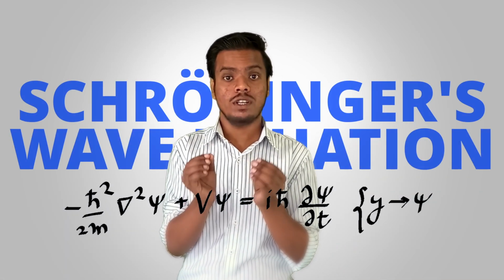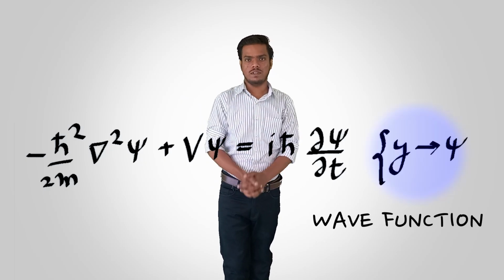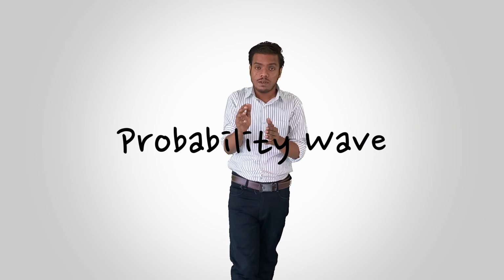Now we will enter into the quantum world. Here a particle is identified as a wave, and the evolution of those waves is governed by the Schrödinger wave equation. Here the psi variable is a wave function. It is also called the probability wave. These probability waves also form standing waves, just like the sound wave does in a musical instrument.